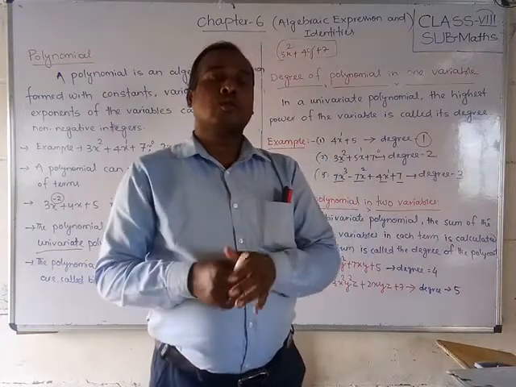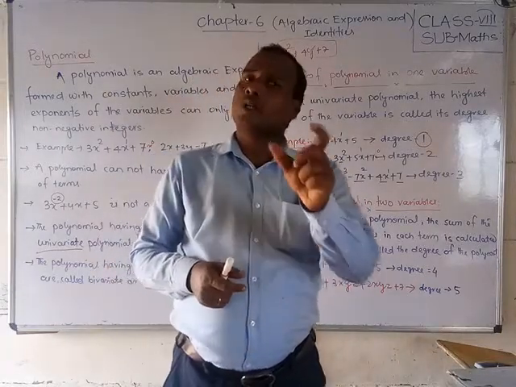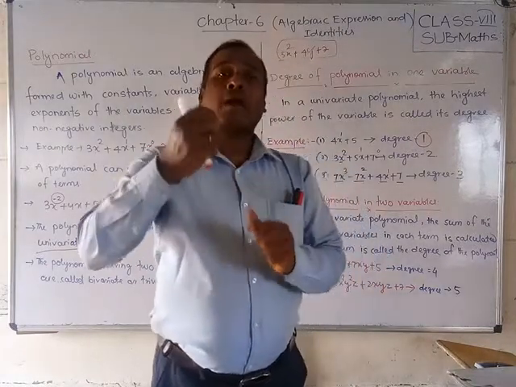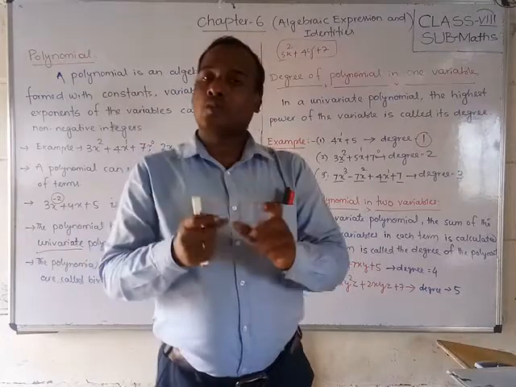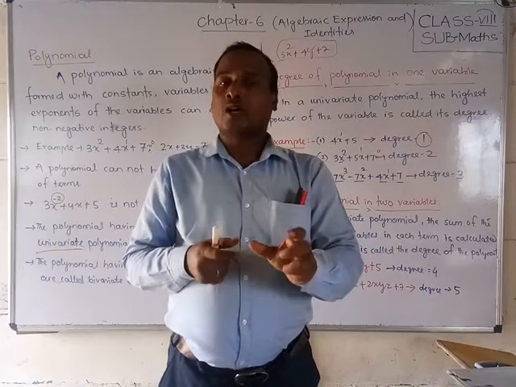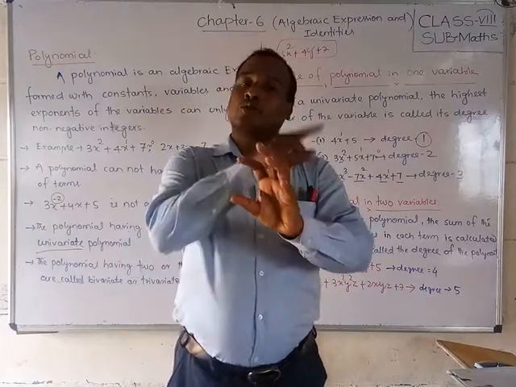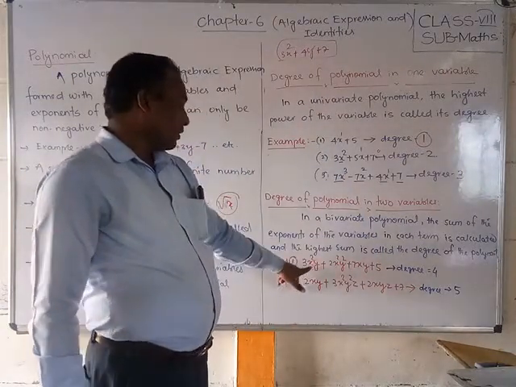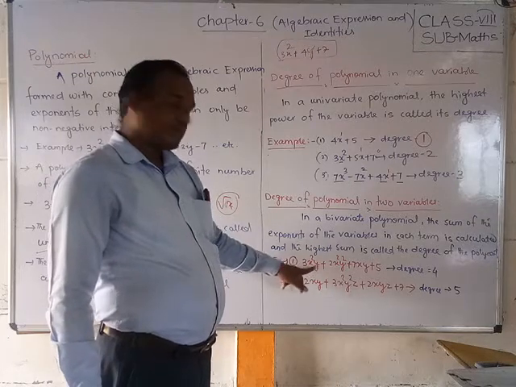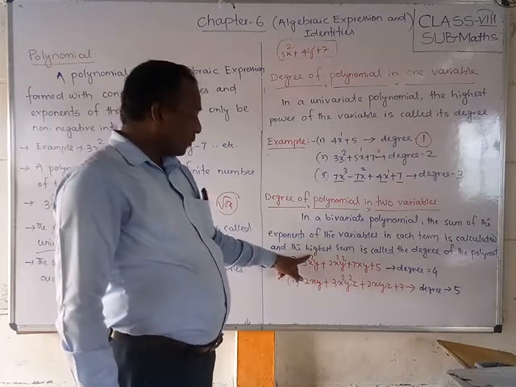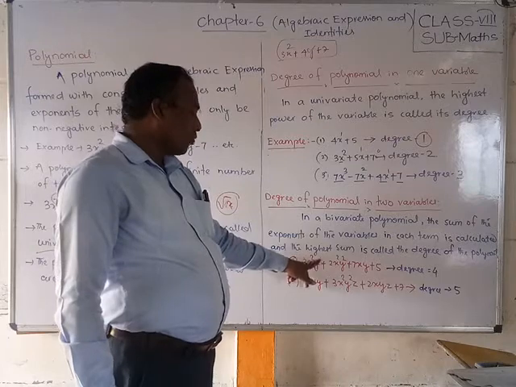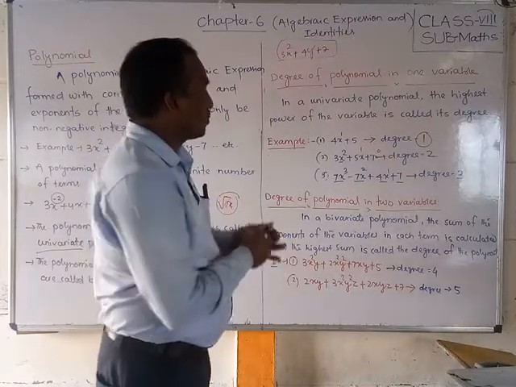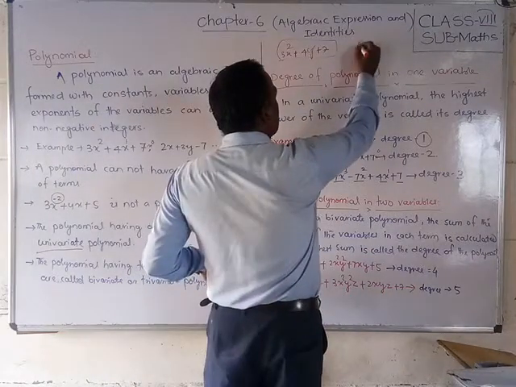Now you have to take each term that contains those variables and add the powers, the exponents of those variables. Suppose 3x square y, students observe. There are 2 variables. The x variable power is 2. The y power is 1. That means 2 plus 1, 3. For the first term we got 3.